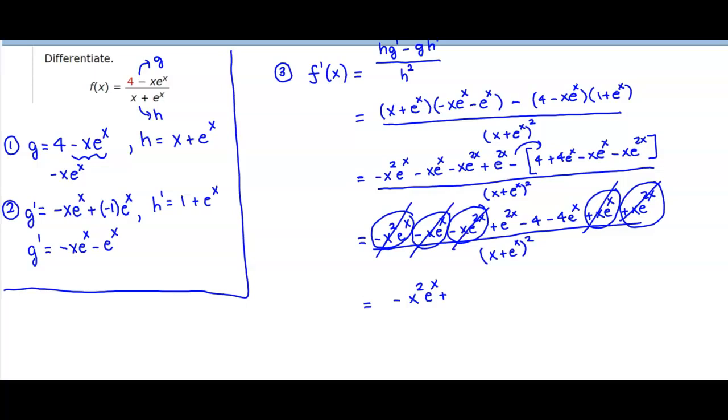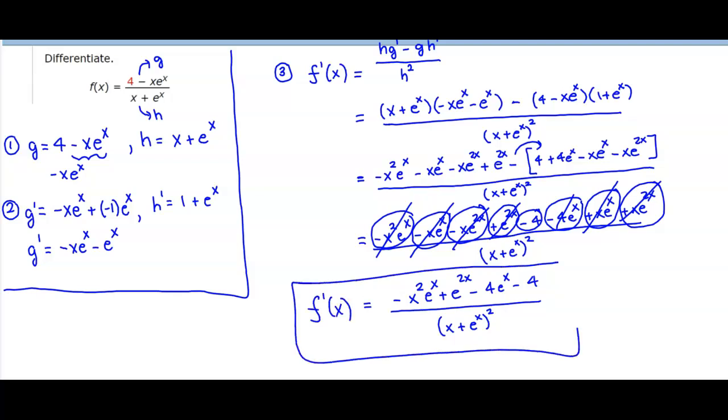So now the next term that we have is plus e to the 2x. Okay, and then the next term that we have a variable in it is minus 4e to the x. And then it's minus 4. So that's going to be in our numerator. And then we're going to divide that by x plus e to the x squared. And therefore that represents the derivative of our function.